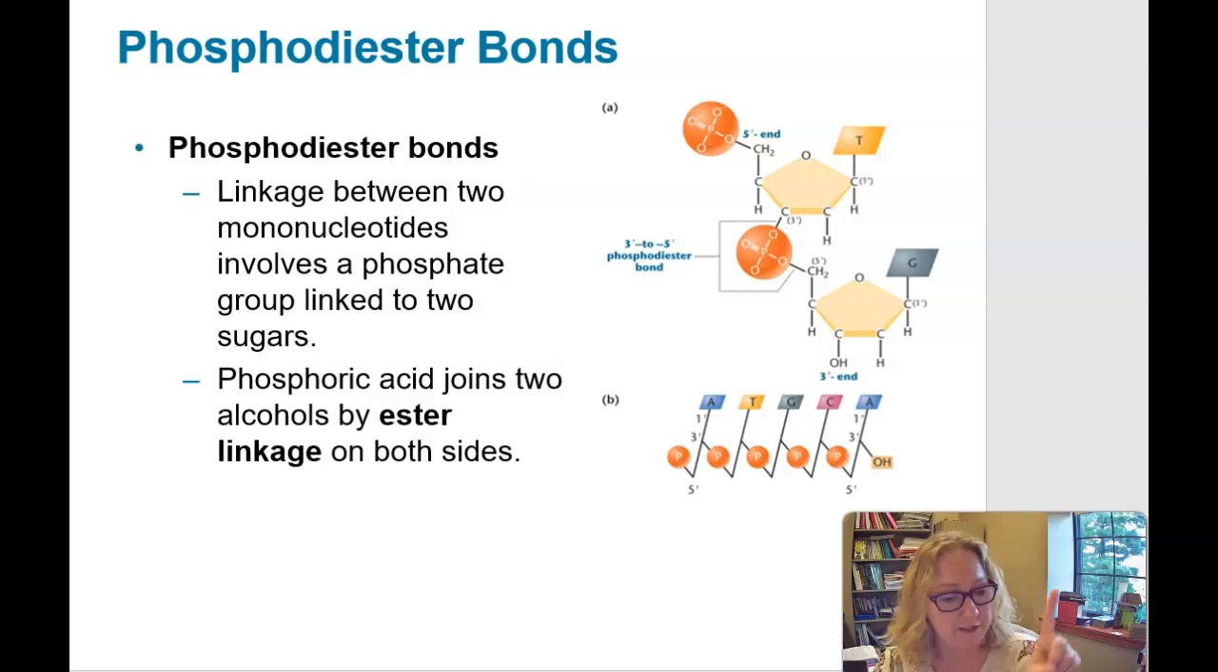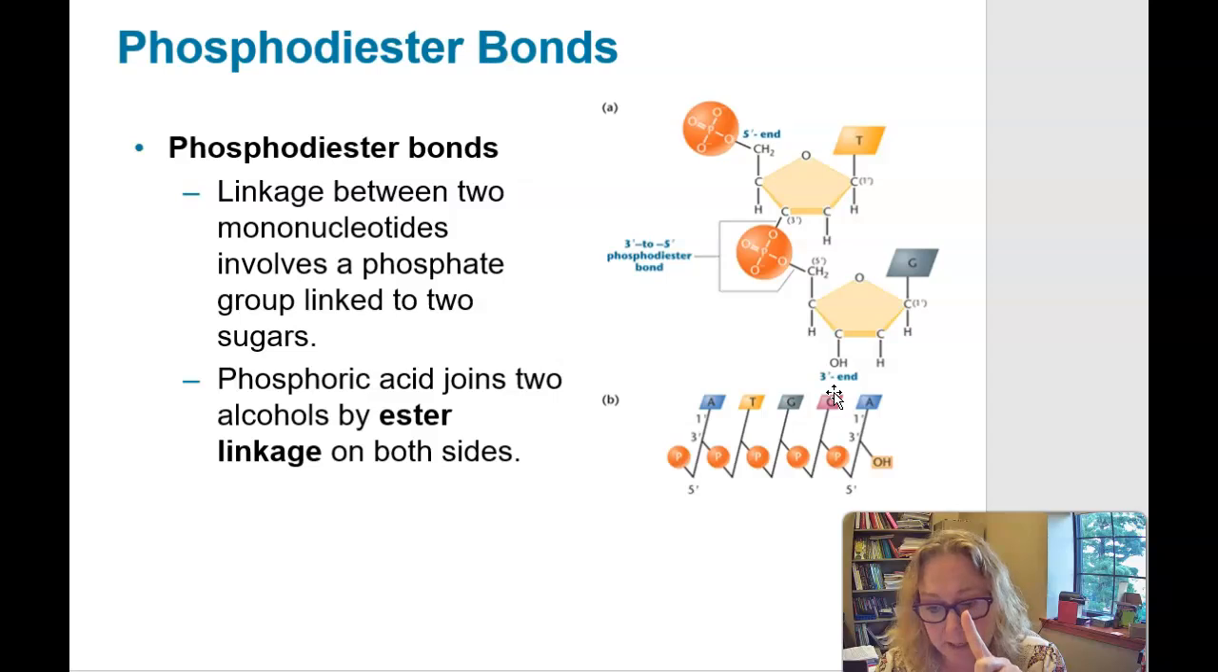Okay, phosphodiester bonds. Remember, we're still counting carbons, deep breaths, it's organic chemistry, you're fine. So the linkage between 2 mononucleotides involves a phosphate group linking two sugars. So it's joining two alcohols by an ester linkage. Let me show you. Calm down. It's not that bad. We're going to count carbons again. Same molecule, right? So we've got carbon 1, carbon 2, carbon 3.